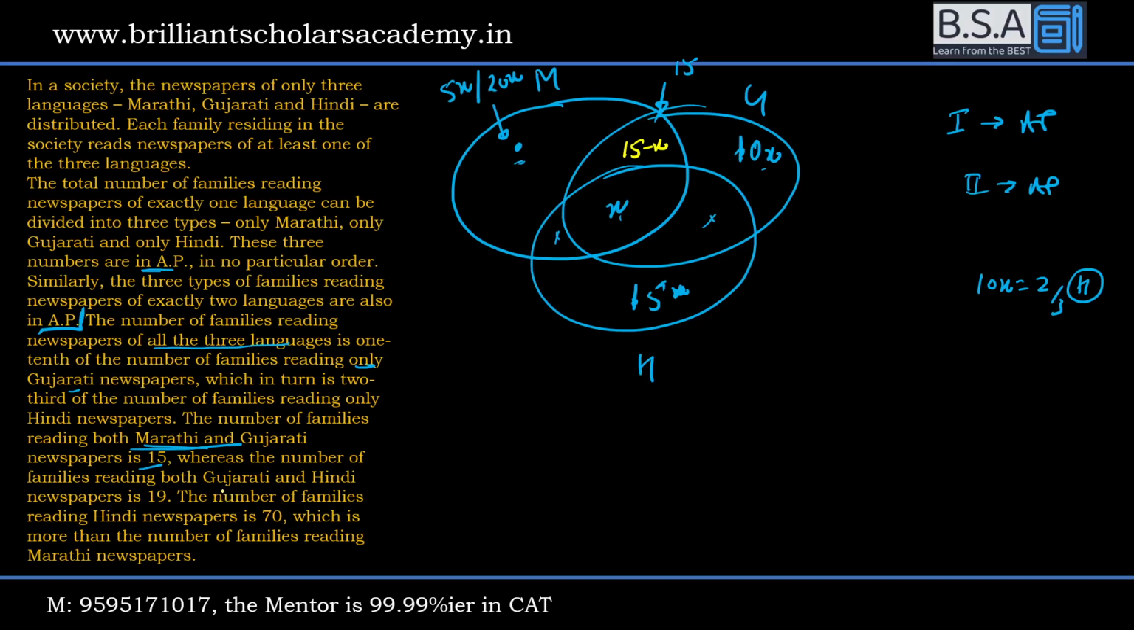Whereas reading both Gujarati and Hindi is 19. Gujarati and Hindi is this side, so these are 19. So what I can put here is 19 minus x. A small twist here. Do you see from here to here there's an increase of 4? If there's an increase of 4, there are two possibilities. This number is 23 minus x, or this number is 11 minus x. I do not know. You don't know that part.